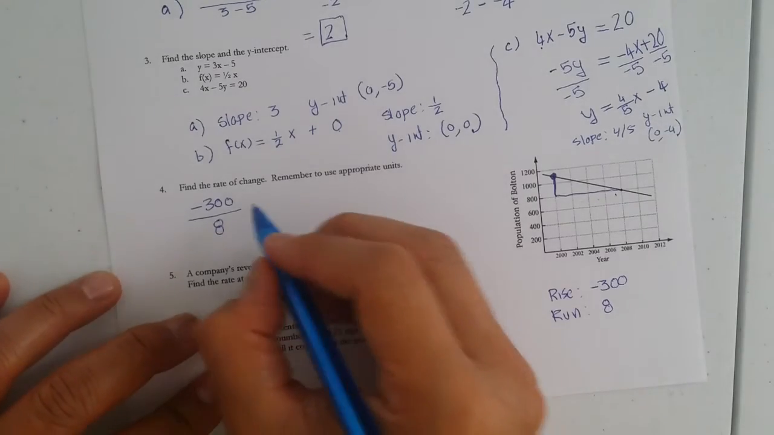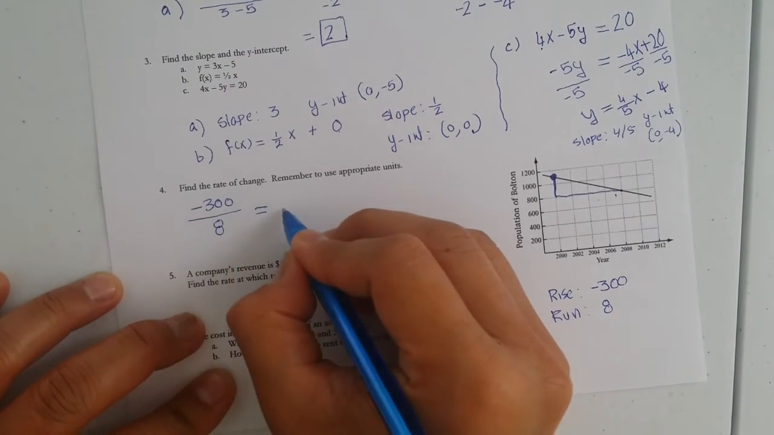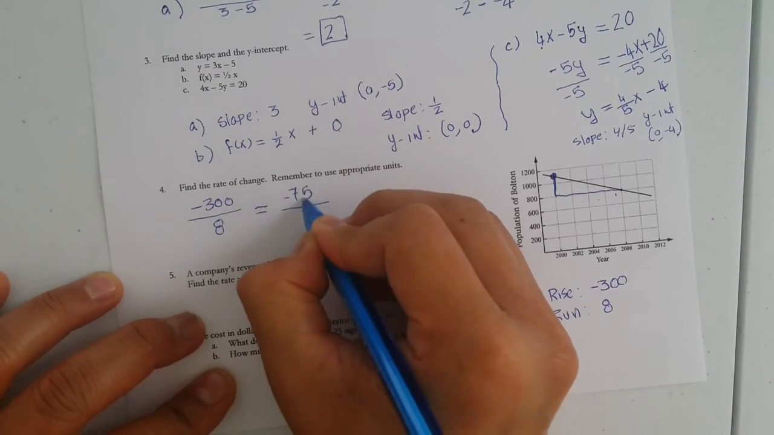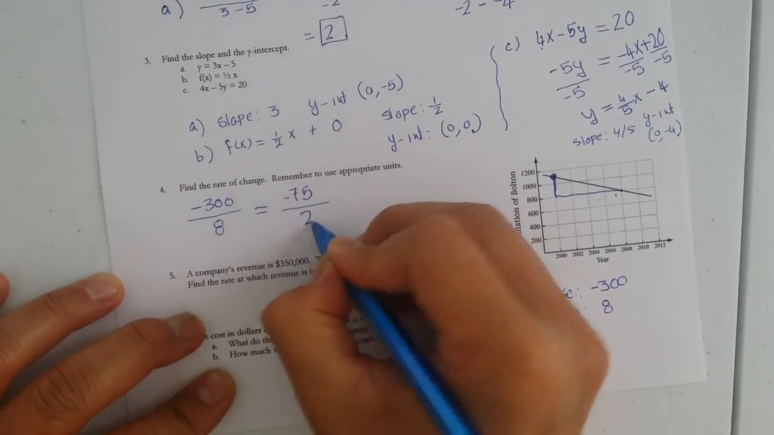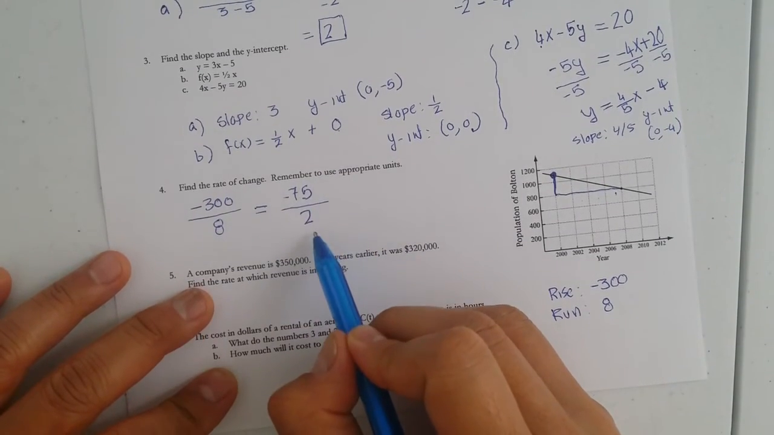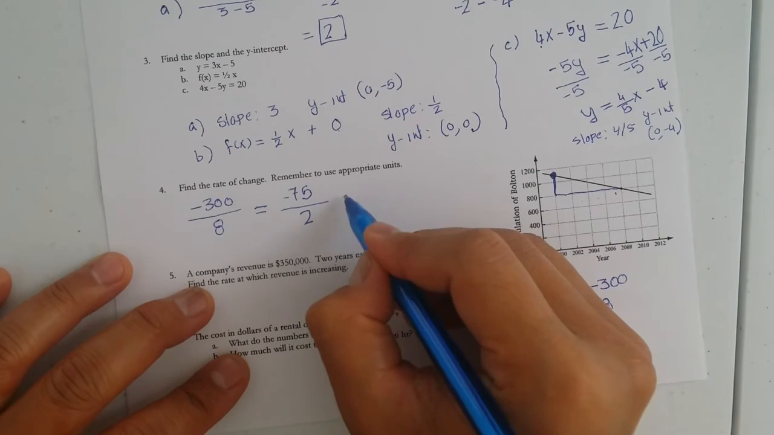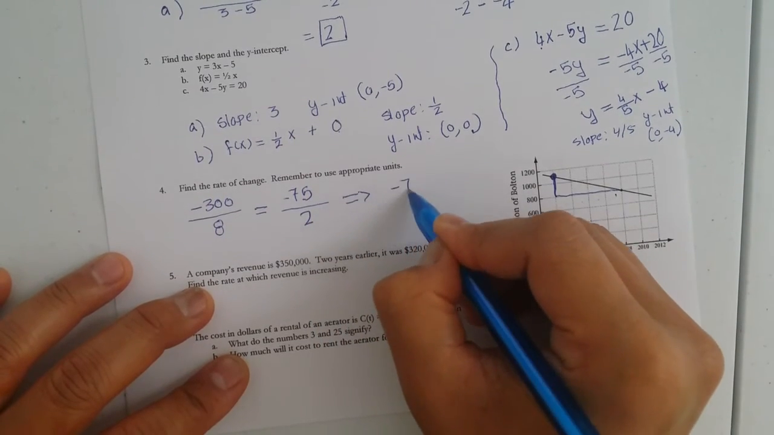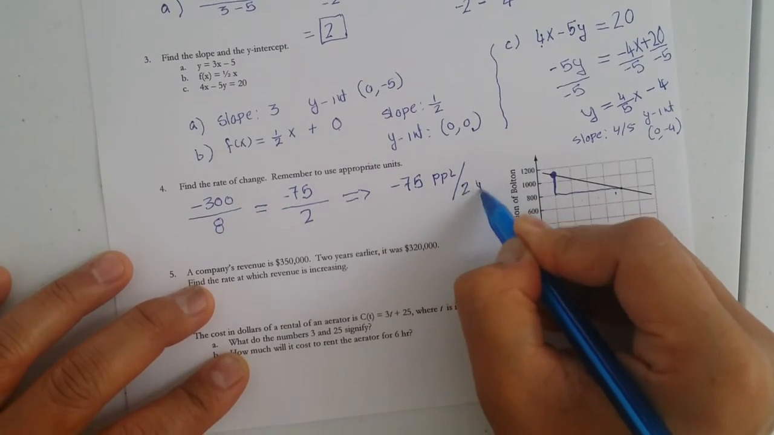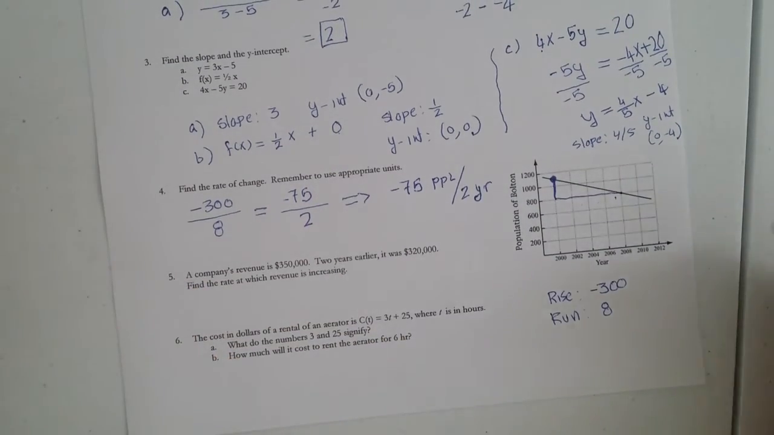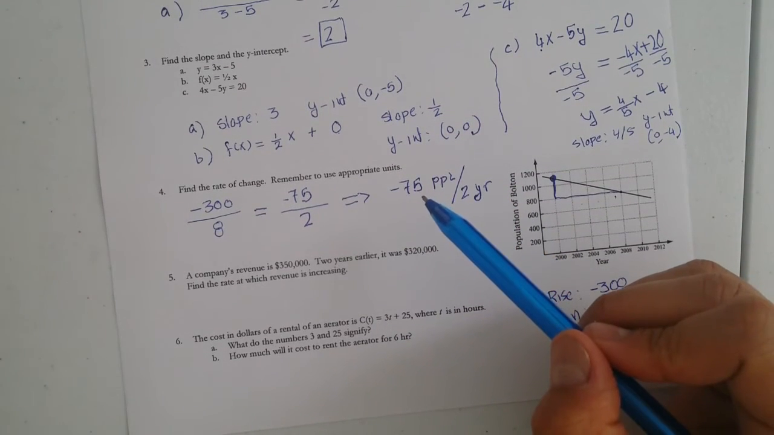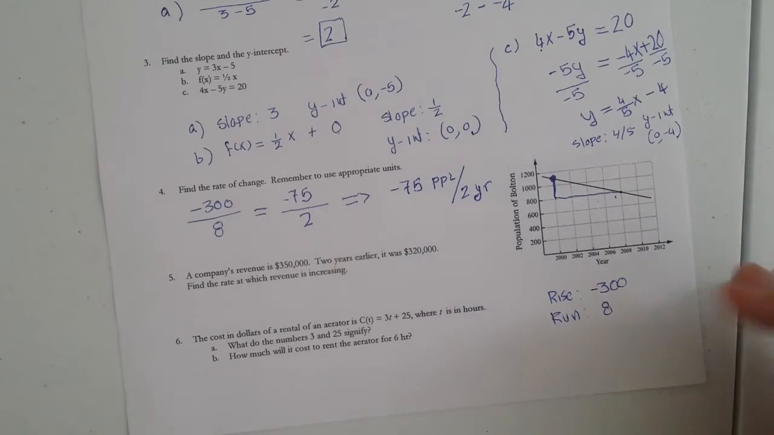So when we divide top and bottom by 4, we get -75 over 2. So the population is losing 75 people for every 2 years. We can also write this as -75 people per 2 years to describe the rate of change, which makes sense, right? Every 2 years that goes by, the population goes down 75 people.